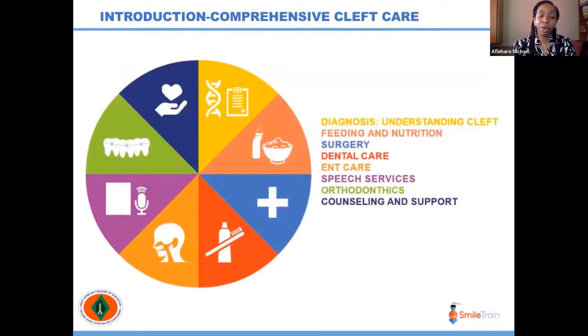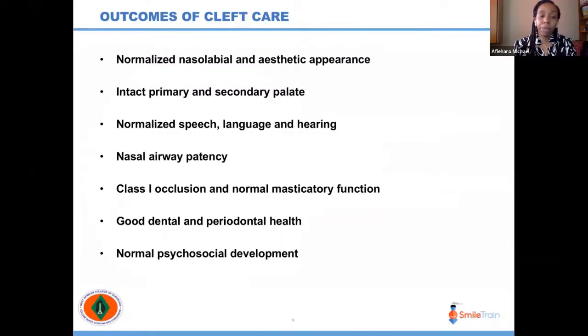We are familiar with this infographic on comprehensive cleft care, and I believe everyone here is represented in any one of these charts. And each of these interventions in the management of the patient with a cleft should have a focus on outcomes. When we talk about outcomes in cleft care, we're thinking in terms of what our interventions would result in. And these include normalized nasolabial and aesthetic appearance, intact primary and secondary palate, which are not just structural, but also functional, such that the patient has a normalized speech, language, and good hearing. We expect nasal airway patency, class 1 occlusion, good dental and periodontal health, and in the process and at the end of it all, have normal psychological development.